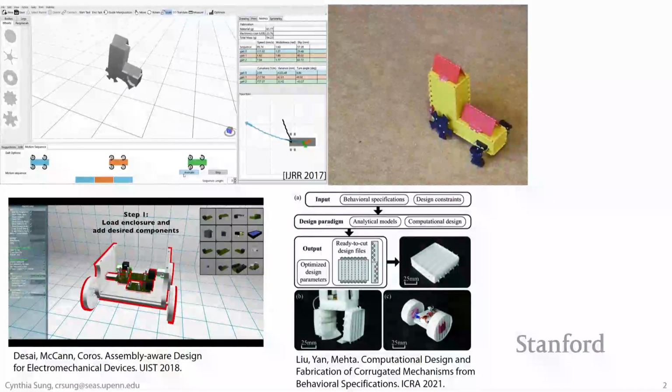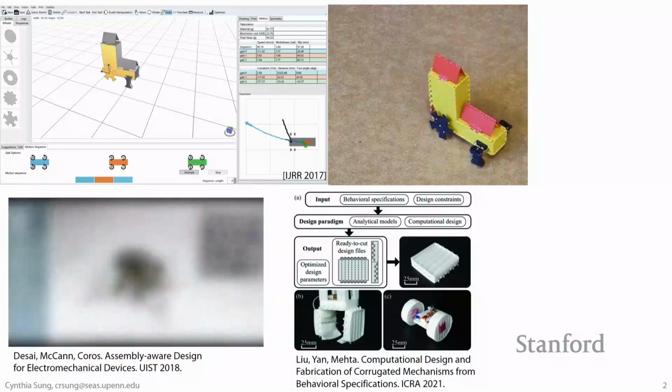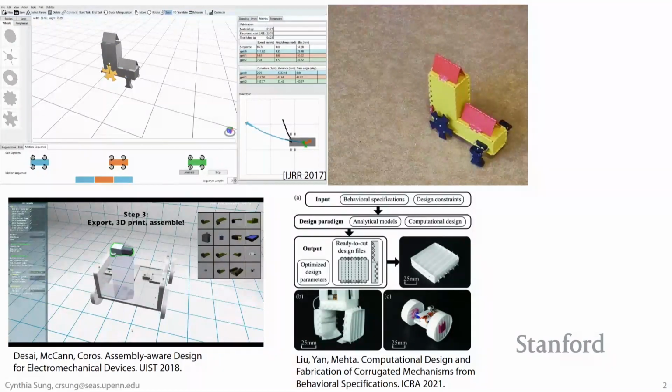We're, of course, not the only people who have done this. There's a lot of approaches that people take towards this problem. So what you're seeing on the bottom left here is another system that was developed by Stelian Coros's group back when he was at CMU. And they were interested in, well, how do we also incorporate the electromechanical components, the sensors, the motors, and make sure that they have a place in the robot body.